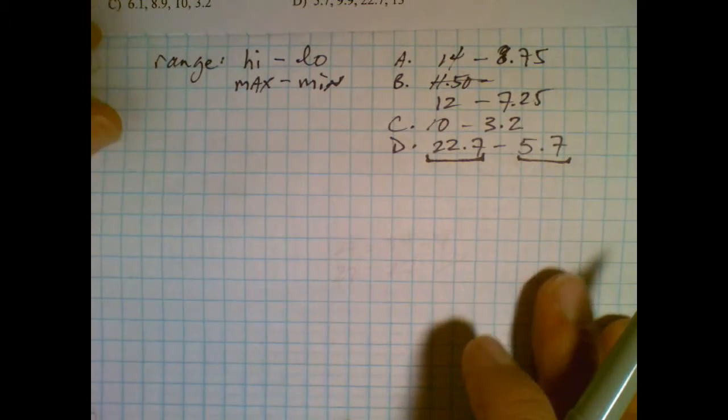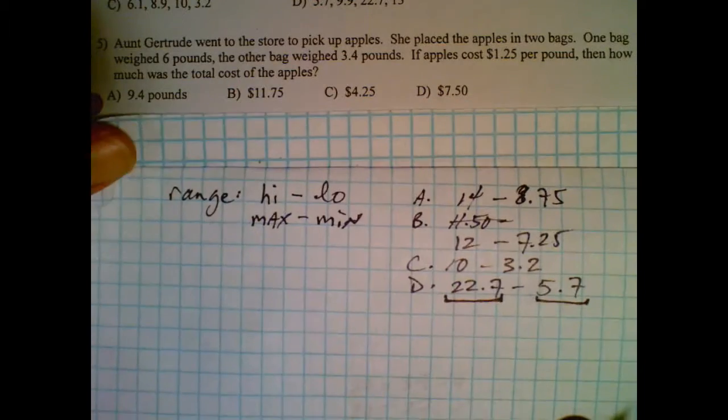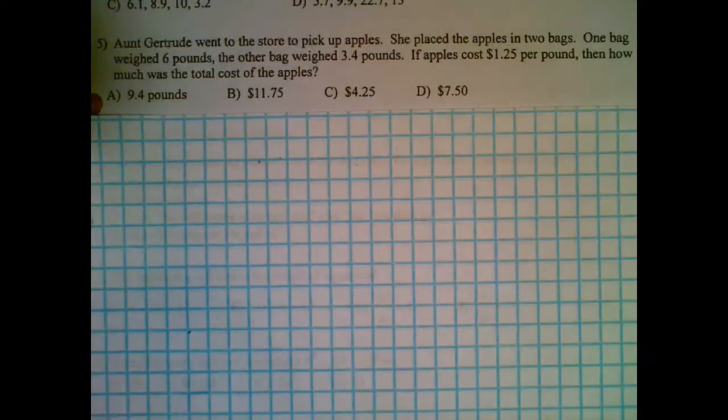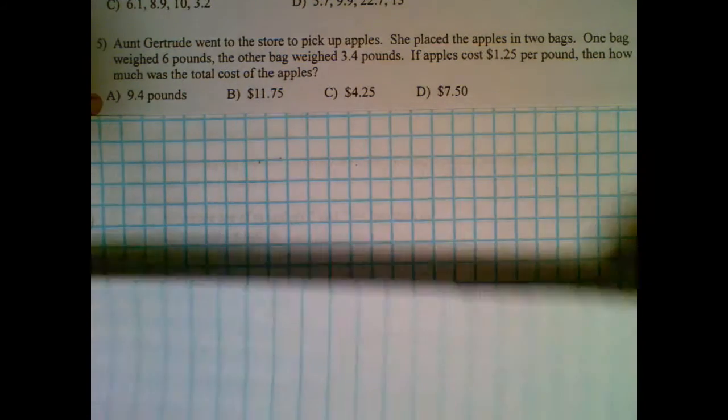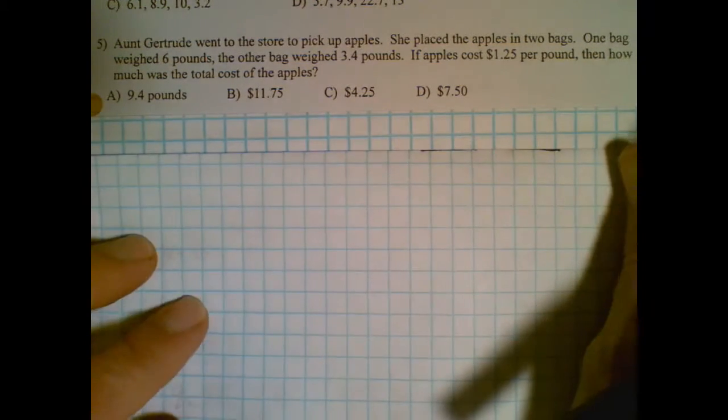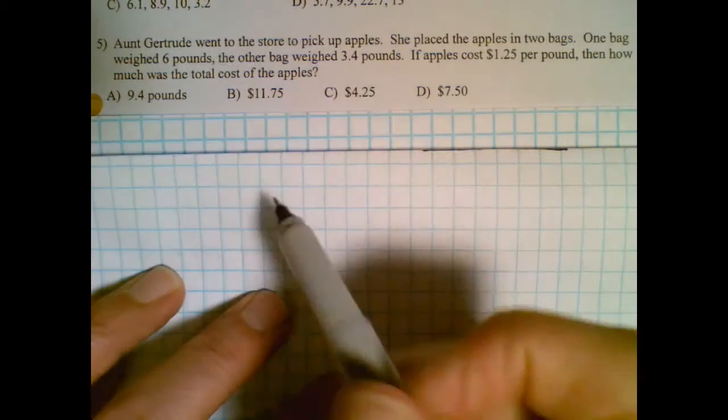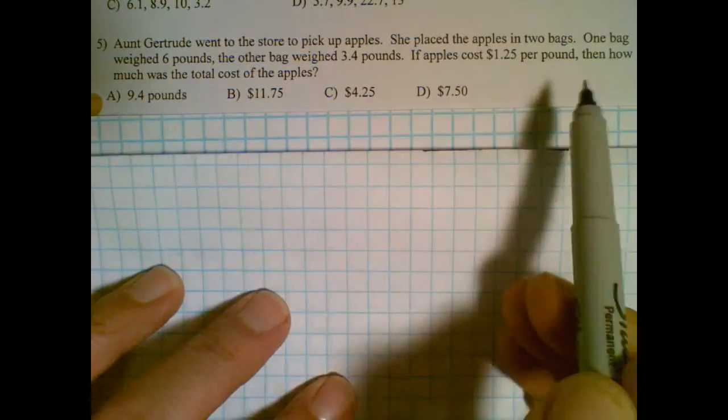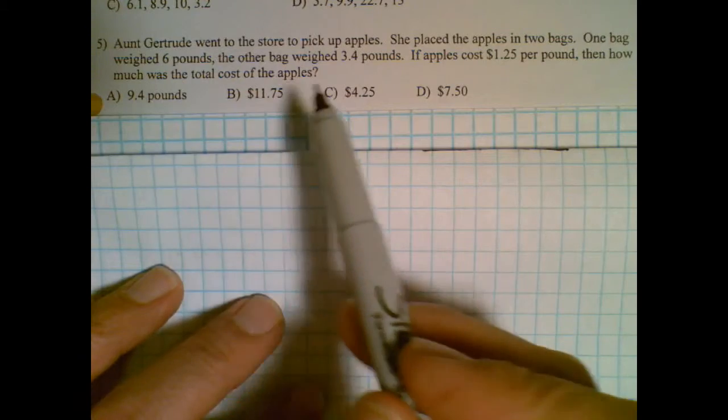Number 5. Aunt Gertrude, she's back at it. Went to the store to pick up apples. She placed the apples into 2 bags. One bag weighed 6 pounds. The other bag weighed 3 4/10 pounds. If apples cost $1.25 per pound, then how much was the total cost of apples?